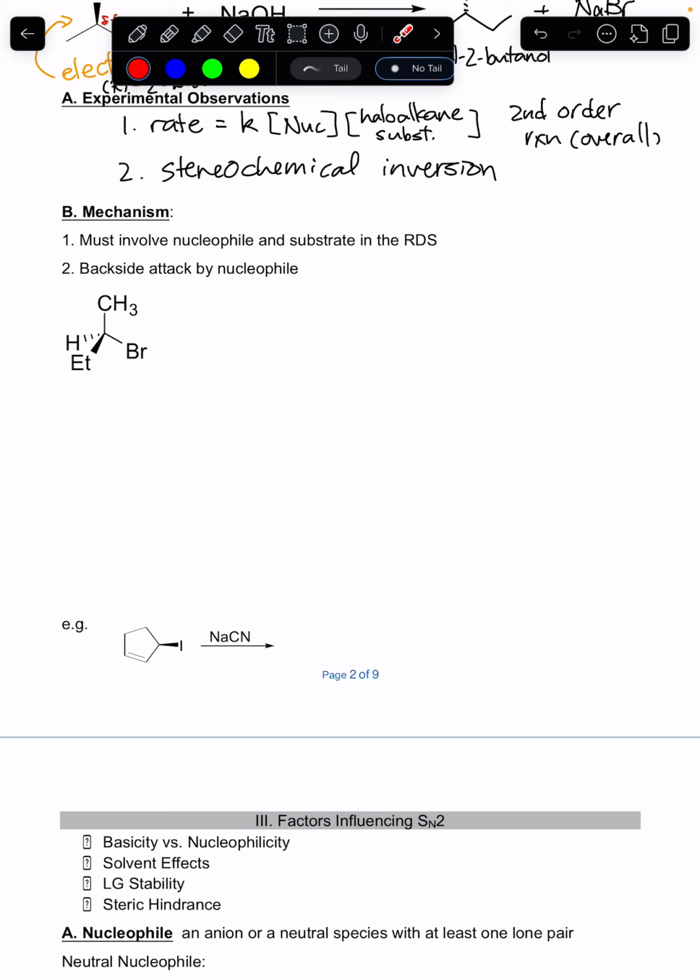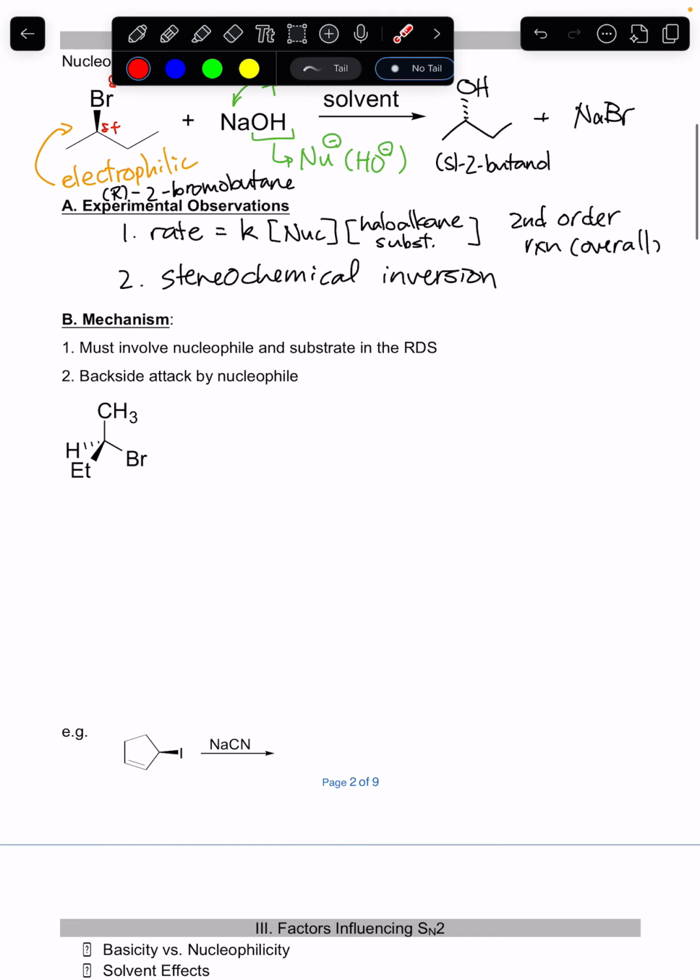So just to go over this again, it has to involve both the nucleophile and the substrate in the RDS, which, hopefully you remember this from Gen Chem, stands for rate determining step. And the mode of attacking, or the collision of the two molecules, must be through the backside attack, and then we'll talk about what that means in a second. But let's say, I hope it makes sense to you, this is the same molecule as that. Here's a methyl and ethyl group and a bromine. And the nucleophile, in this case, is the hydroxide. It's a nuke.